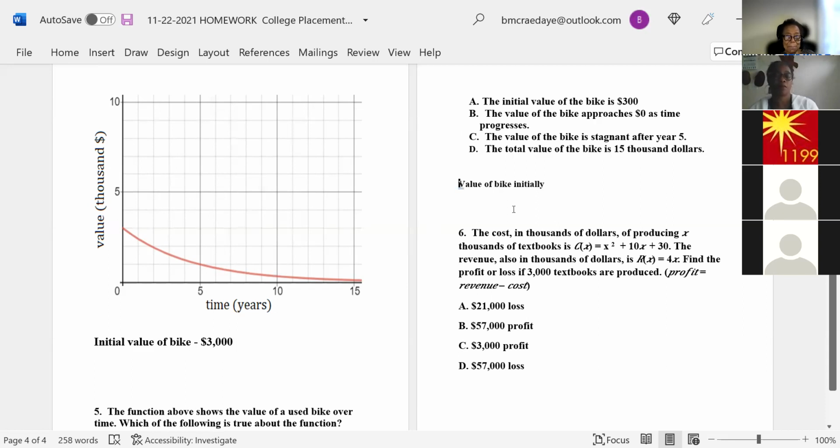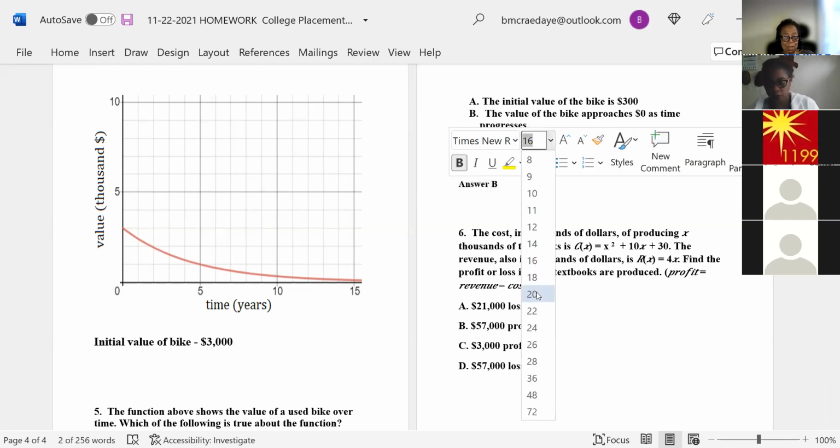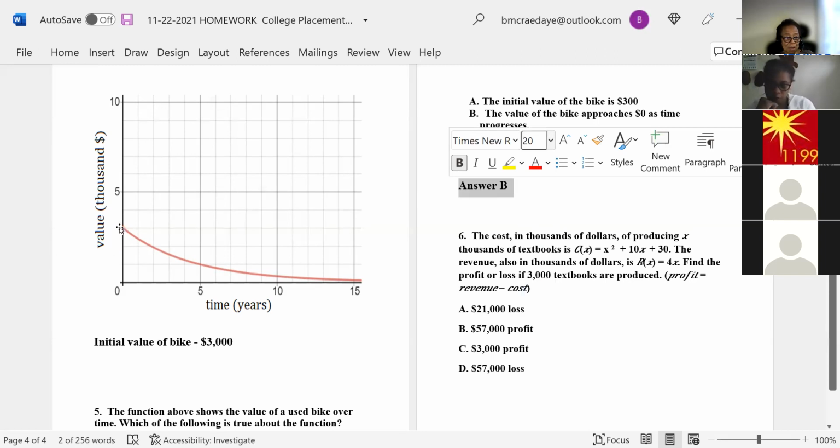B. The answer is B. That is correct. It's approaching zero as time progresses. I did work on that one and get 0 also. Yeah, it's approaching zero. So that's answer B. And you can see it here on the graph. The value is going down as the years go, right?